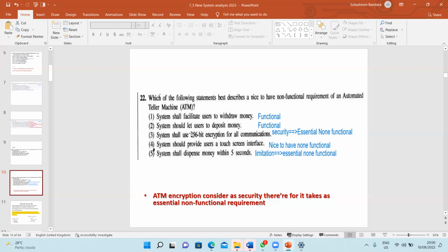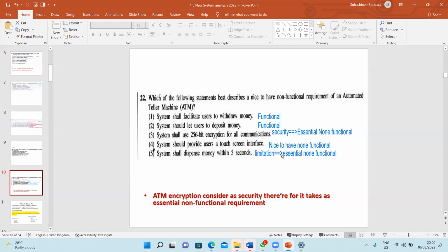Then the third one: the system shall use 256-bit encryption for all communication. That is security. Security means essential non-functional requirement. It is non-functional because it is security, and the main thing is it must be there, essential. The system should provide a user touchscreen interface. That is a nice to have non-functional requirement.